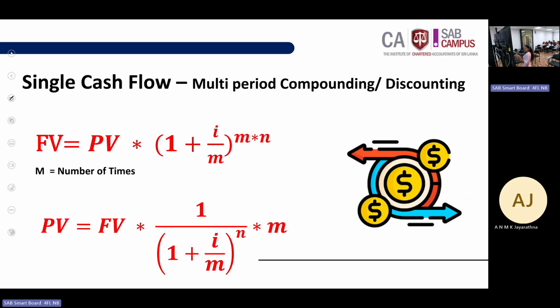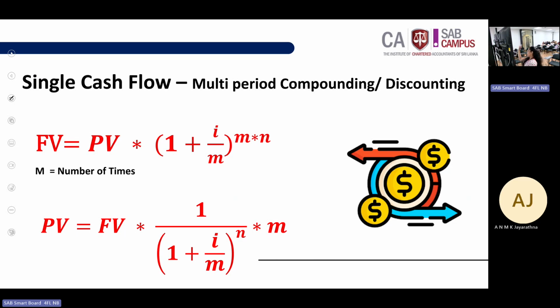Okay, the thing is, when we are calculating these single cash flows, present value and future values, we have some other aspect also. So we just consider only one time we receive the interest, right? For a year, we received interest one time. But there are some cases where we can identify you will get interest more than one time.